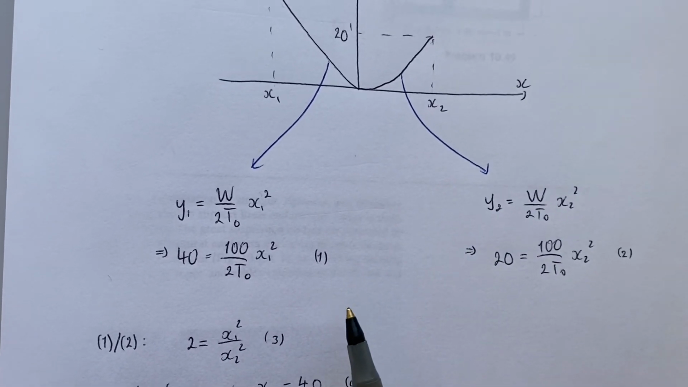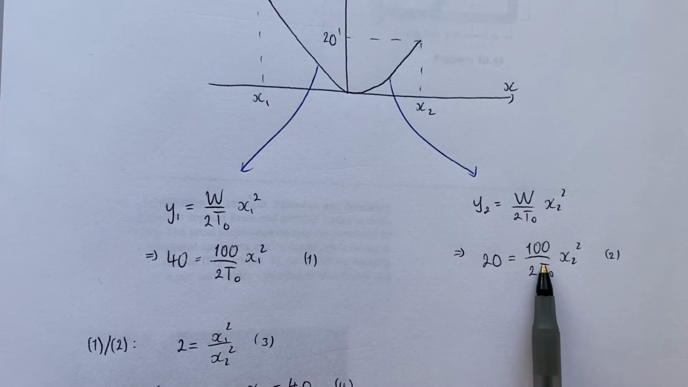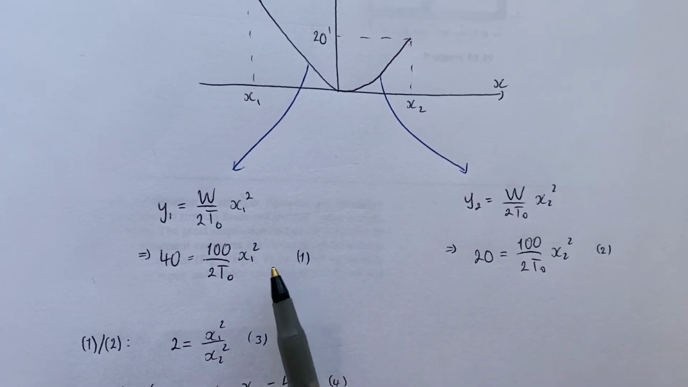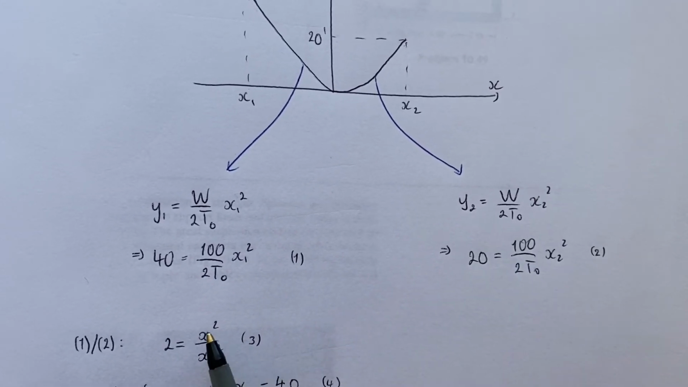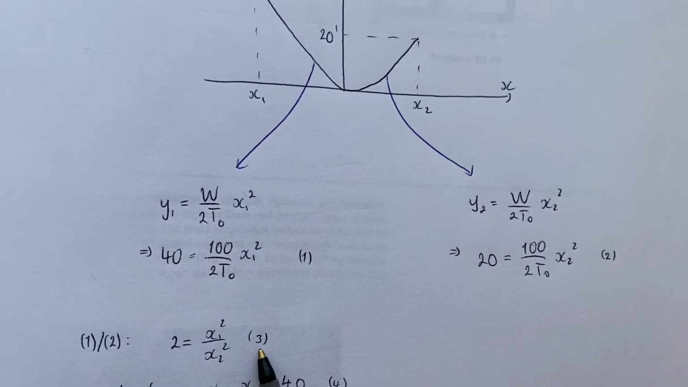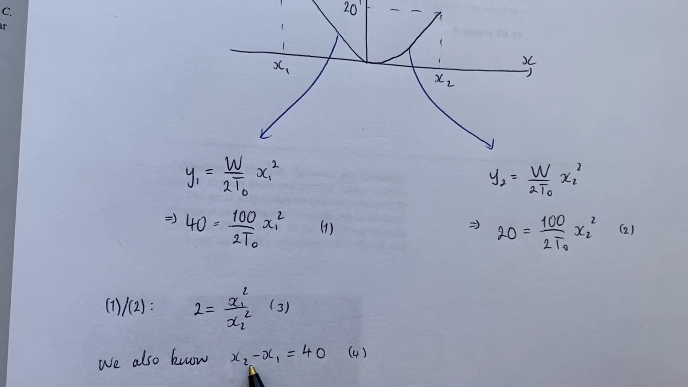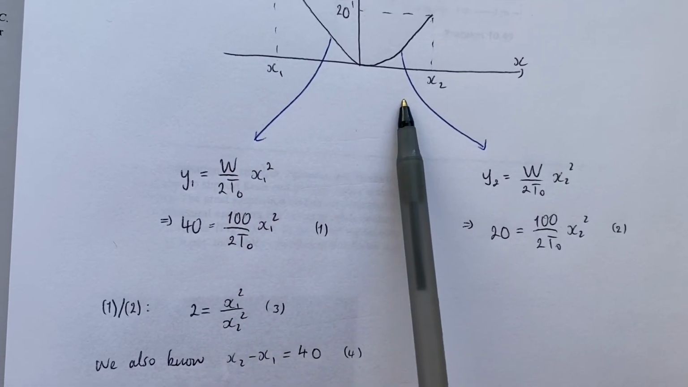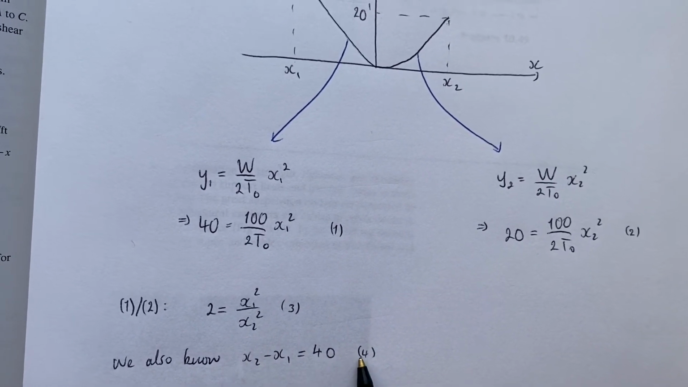So the first thing I've done is taken number 1 and divided it by number 2. So 40 over 20 is 2 on the left hand side. These terms here cancel and I get just x1 squared over x2 squared. So that's another little equation that I can use, and I've called that number 3. And as we said before, this length here between x1 and x2 is 40 feet, so I also know this equation, which I've called number 4.